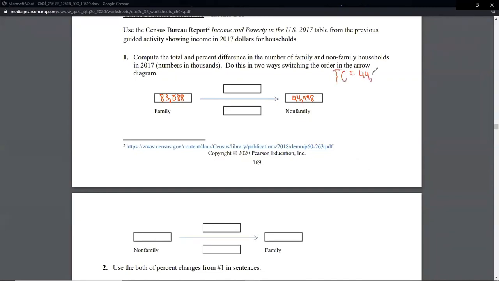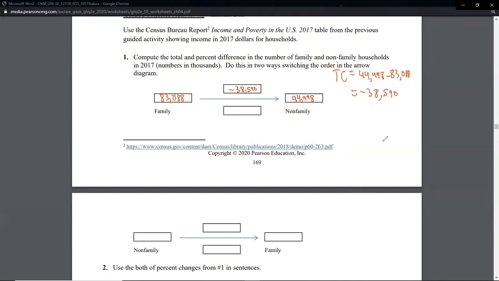That's the 44,498 minus the 83,088. And when you do that subtraction, you should get negative 38,590, right? Yes. So that's a negative total change. That means if we say the family is our starting value and the non-family is the ending value, we're seeing a decrease of 38,000 thousands, or 38 million really.